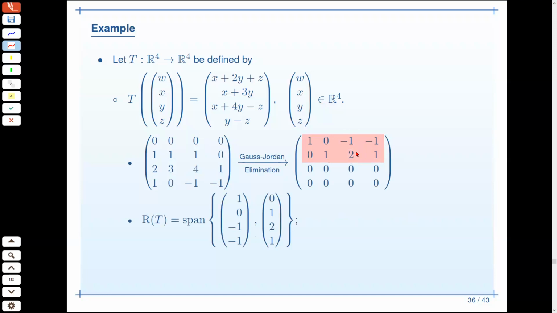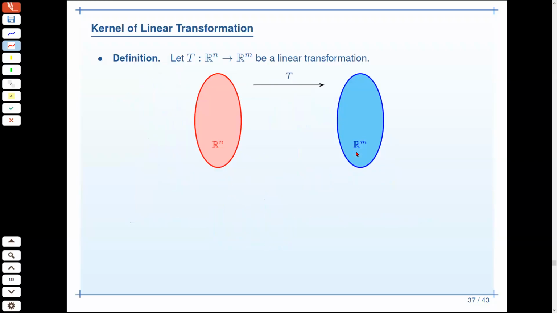The basis is not unique. You may have different ways to get the basis. Rows or columns, up to you. Sometimes it depends on the question. Okay, so for the same reason, the dimension of the range of T equals 2. So this is one space associated to a linear transformation.